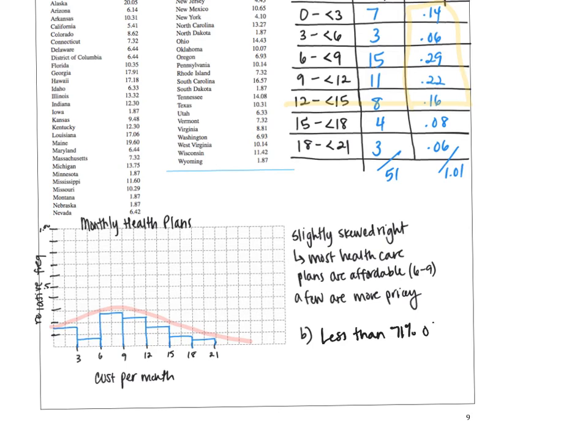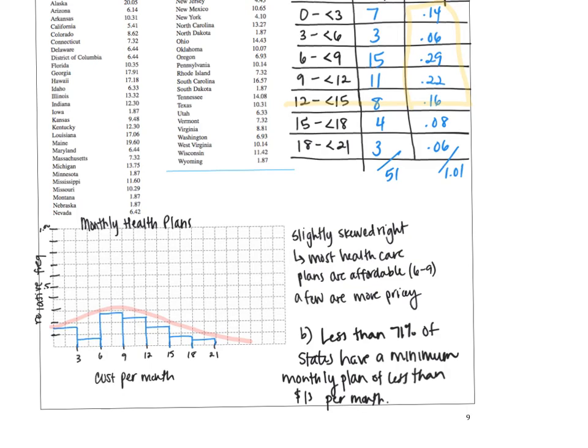So I'm actually going to say, okay, less than 71% of states have a minimum monthly plan of less than $13 a month. Okay, so when in doubt, when things can't be precise, remember that we can always kind of estimate and use what we know to describe.